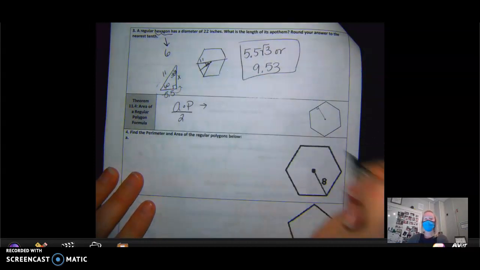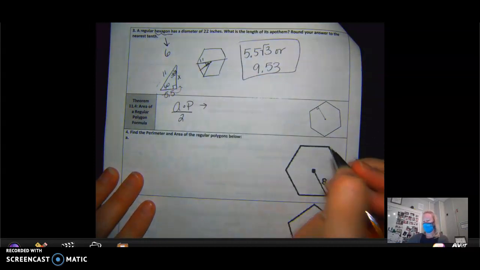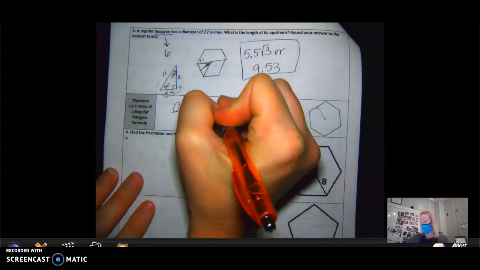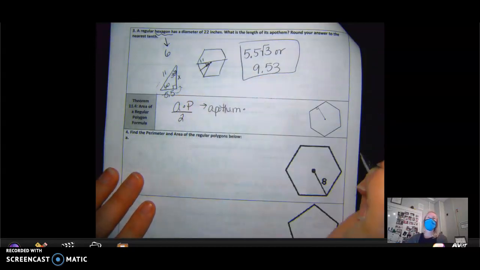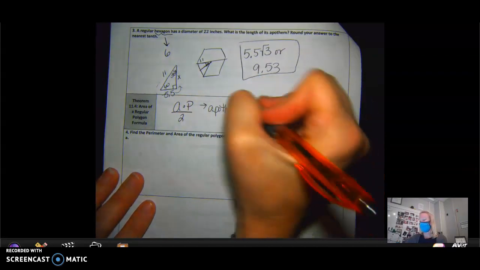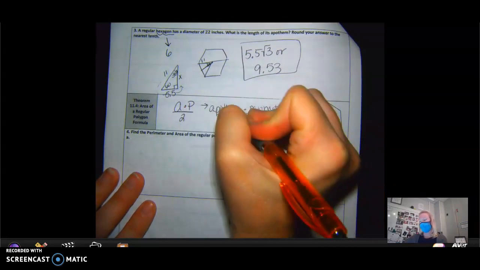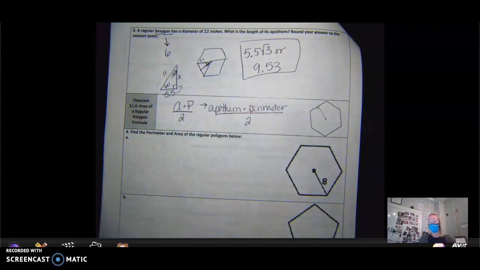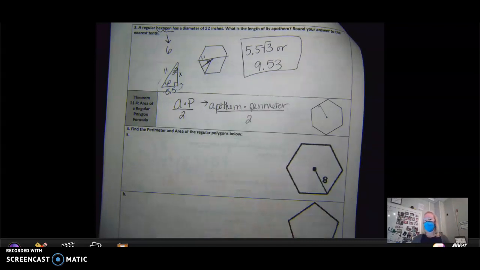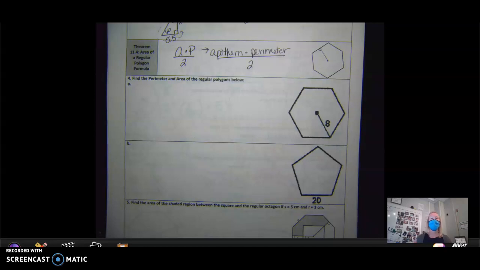Who knows what A would represent? Apothem. Anybody know what P would represent? Yeah, it is perimeter. So apothem times perimeter divided by 2. Okay? I want for you to try number 4A and 4B on your own. You're going to have to do a lot of math in order to get the apothem and or perimeter on these first, okay? So try that.